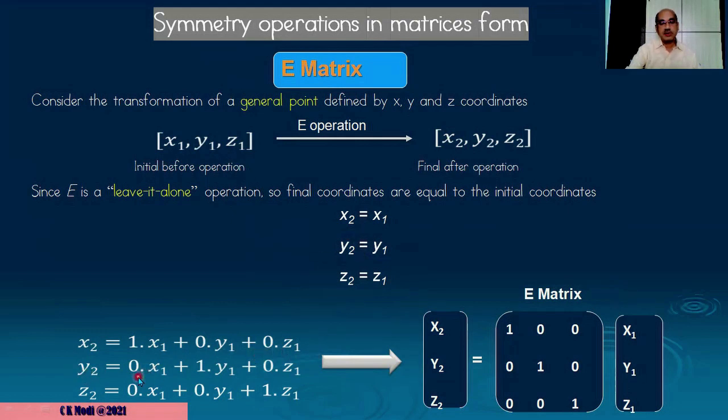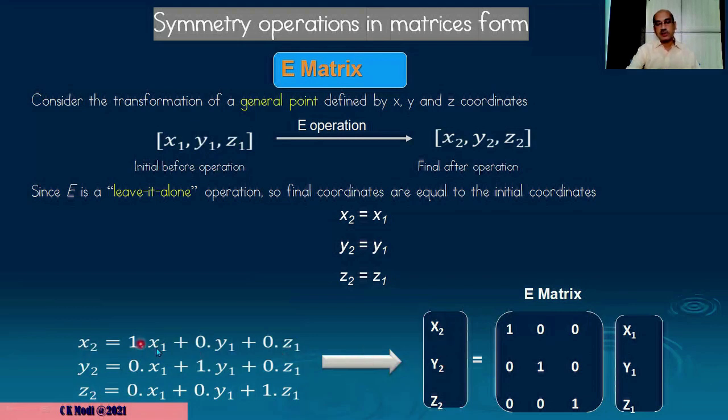Same way for y2. On the x-axis it becomes 0, so 0 x1 plus 1 y1, since on the y-axis the value is 1 and on the z-axis it is 0. So 0 x1 plus 1 y1 plus 0 z1. On the z-axis it is equal to 0 x1 plus 0 y1, but on the z-axis it becomes 1.